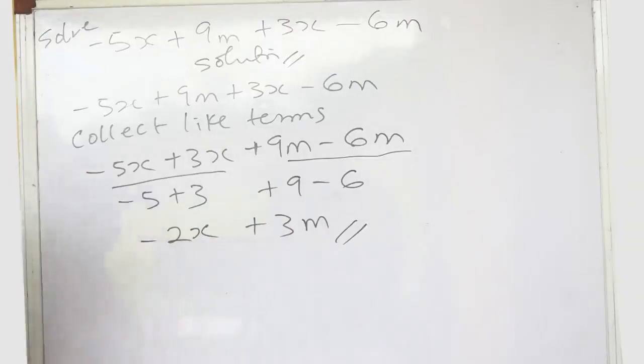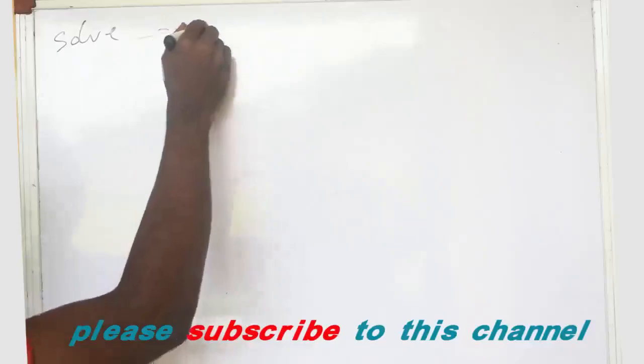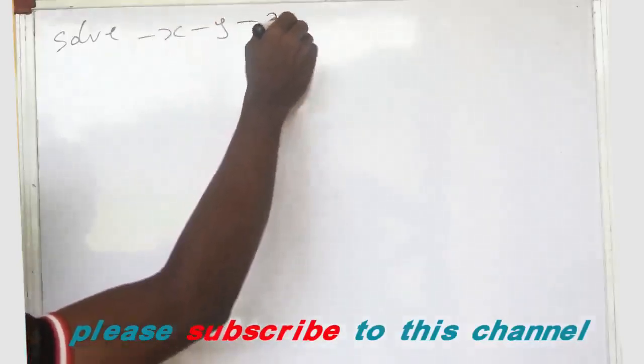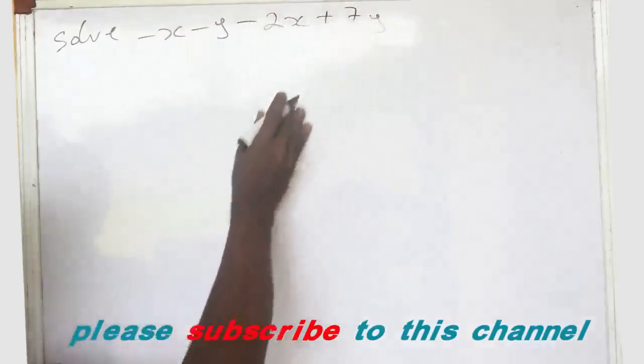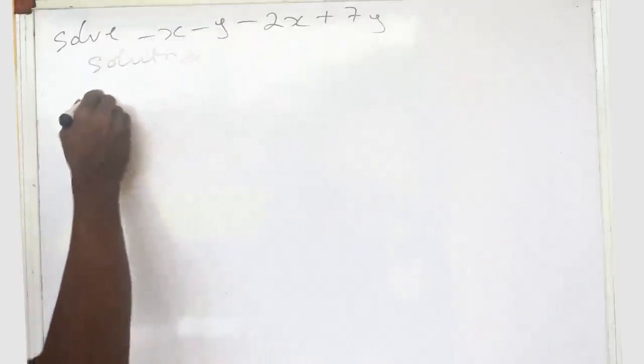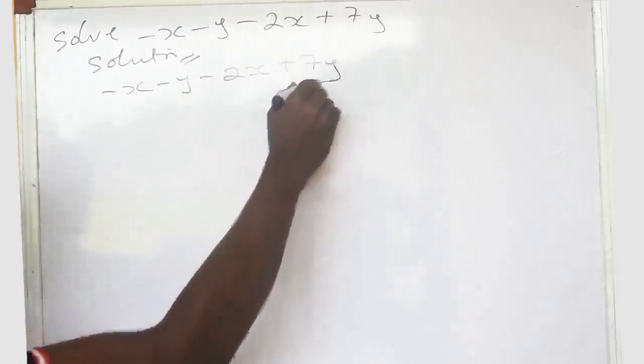Okay, so let me clean up this and give you guys more examples to polish up the ones we've done above. Okay, so supposing I give you guys to solve minus x minus y minus 2x plus 7y. You say solution. Let me bring down the expression back. We have minus x, we have minus y, we have minus 2x, we have plus 7y.